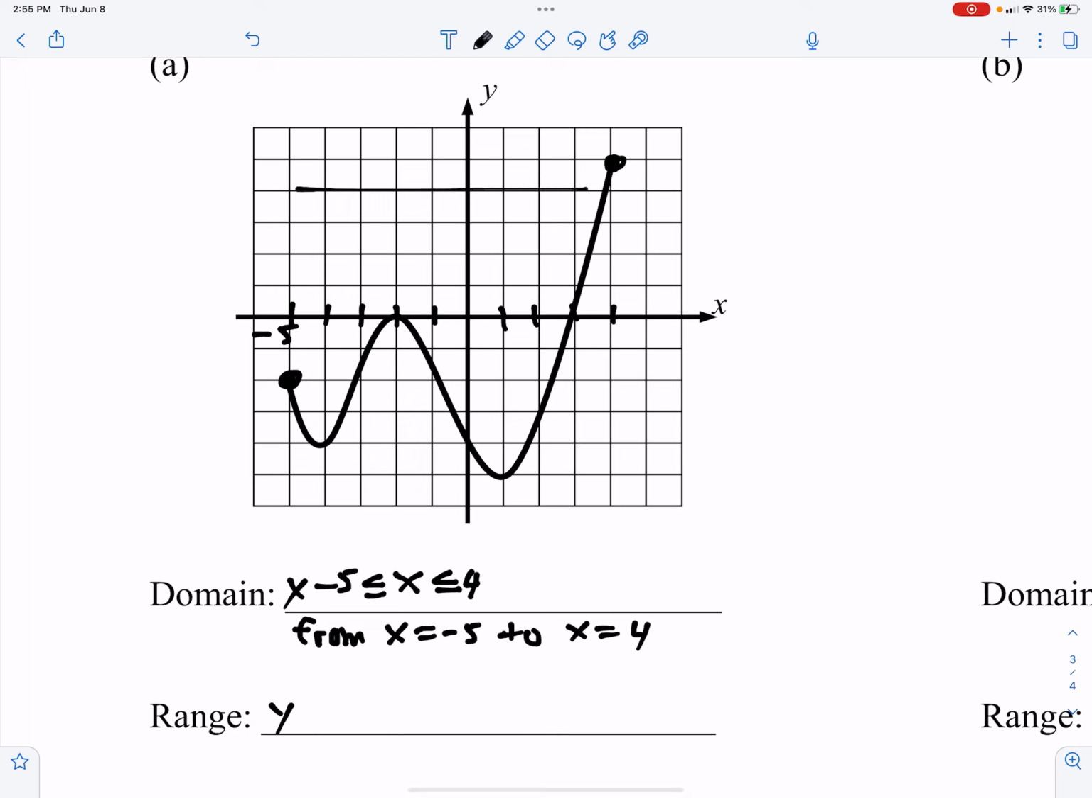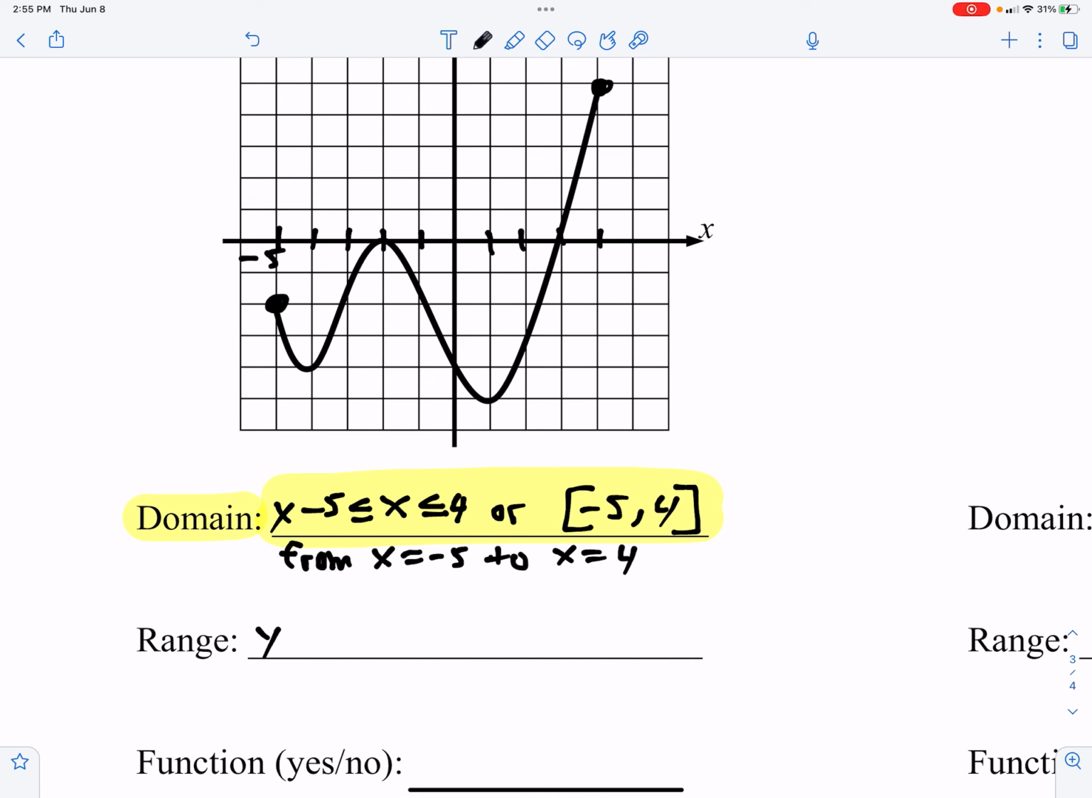Domain is the set of all x values for our function. Now you could write this in another way, and that's to put the endpoints, -5 comma 4, but since I include both of those endpoints in my function, I would bracket it off like this. So both of those are ways of writing the interval notation for the domain.